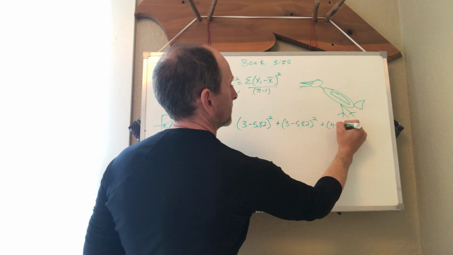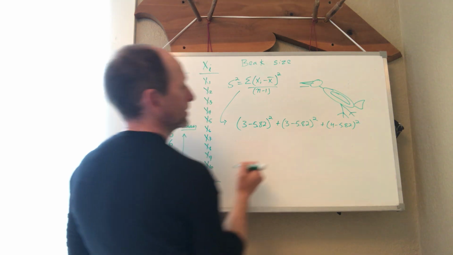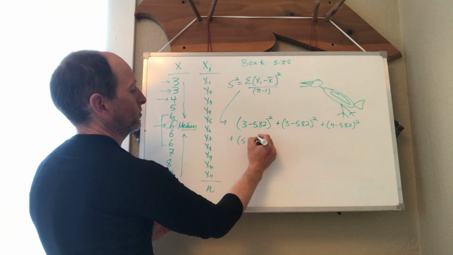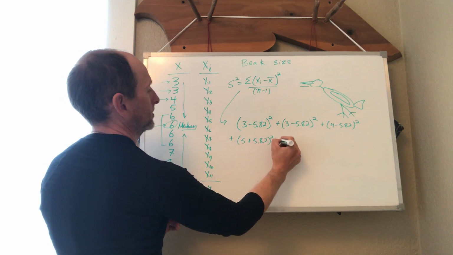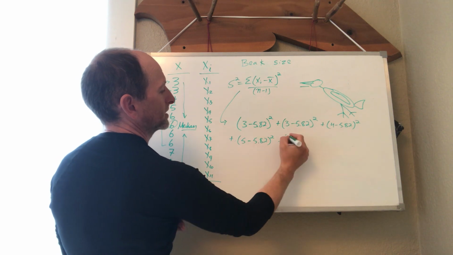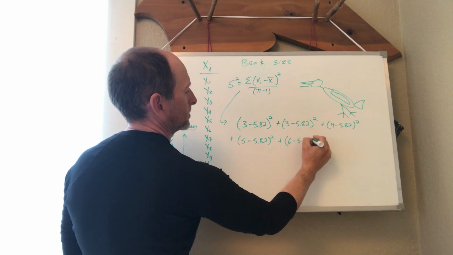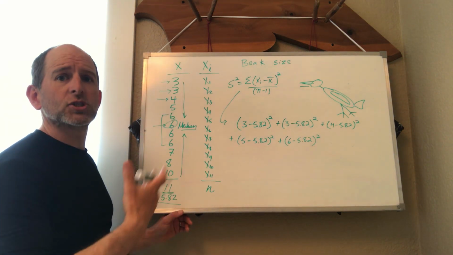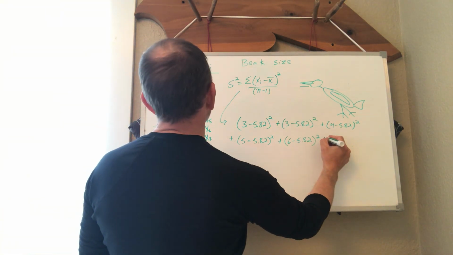plus 4 minus 5.82 squared, plus 5 minus 5.82 squared, plus 6 minus 5.82 squared. And you'll see this is getting redundant, but I'm just going to write it all out so we can see what we're supposed to be doing.